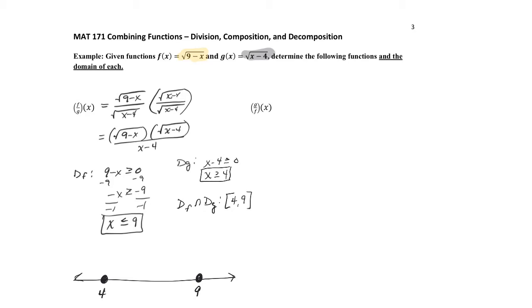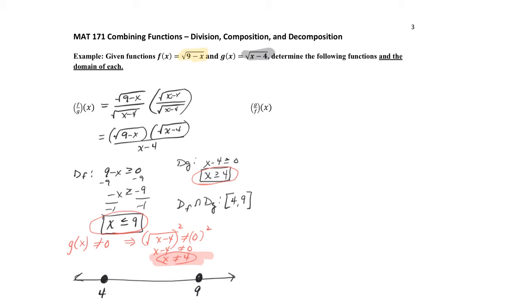And then remember that additional requirement is that whatever is in the denominator, in this case g of x, cannot equal 0. So that means the square root of x minus 4 does not equal 0. We're going to solve for x, so we'll square both sides. x minus 4 will not equal 0, and so x does not equal 4. So that's my additional restriction. So far I know that it has to be greater than or equal to 4, less than or equal to 9, but can't equal 4.